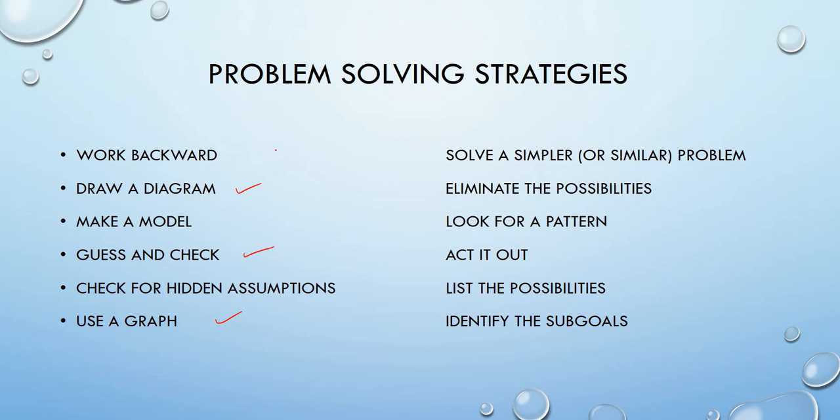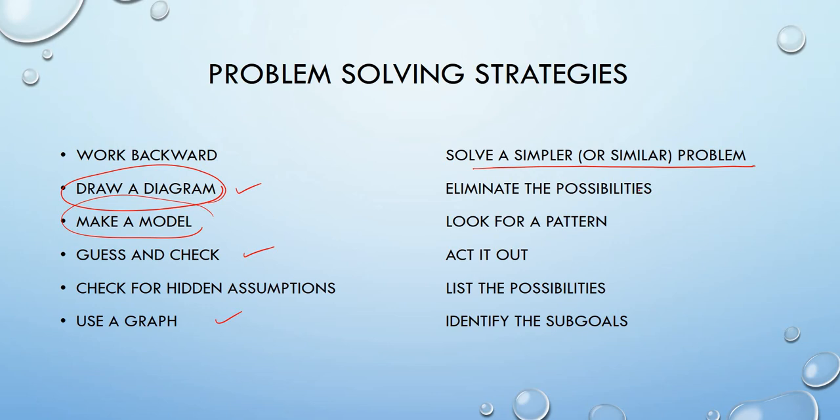Sometimes you want to work backwards. Sometimes making a model similar to a diagram. Check for hidden assumptions. Sometimes they don't give you all the information, but they assume that you know something. For example, they might assume that you know that 12 inches is in a foot. We've talked about this before, relating it to your life and things that you may have already done that are similar to the problem. Eliminating possibilities.